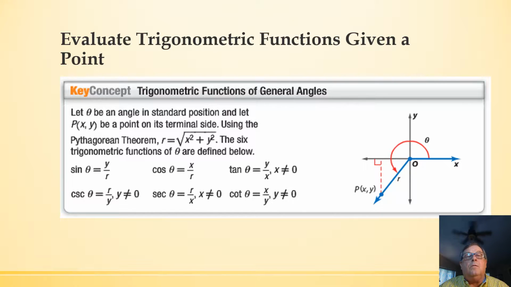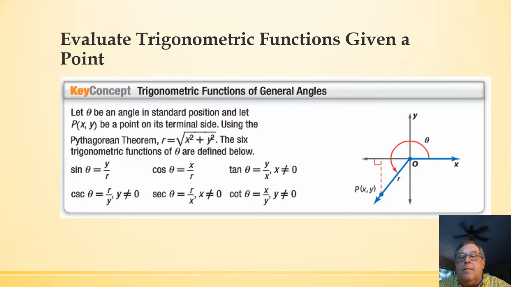Well, let's tackle evaluating trigonometric functions given a point, and of course we're talking about here on the coordinate plane. This is eventually going to lead us to the unit circle. But here we see an example of what we're talking about. We've got this angle theta. This is marked by this red coming back down here to this terminal side.